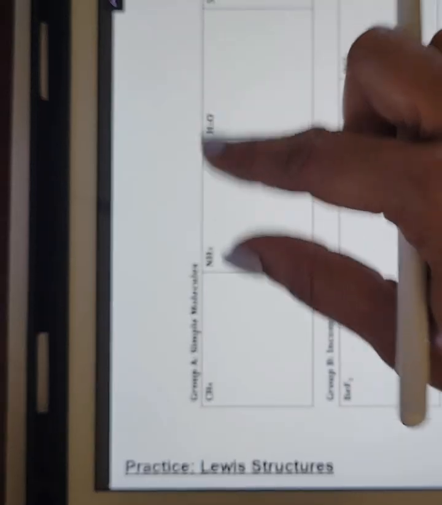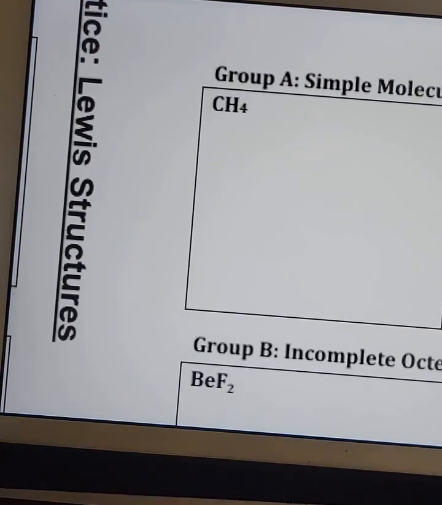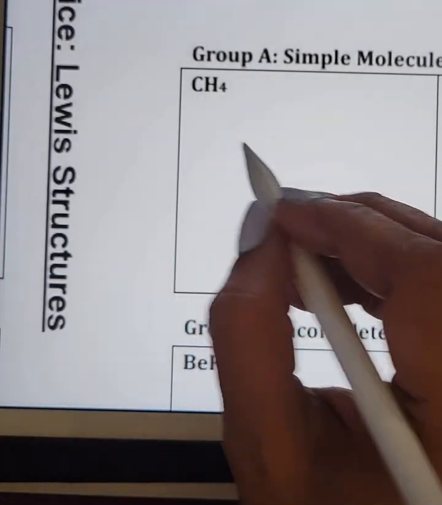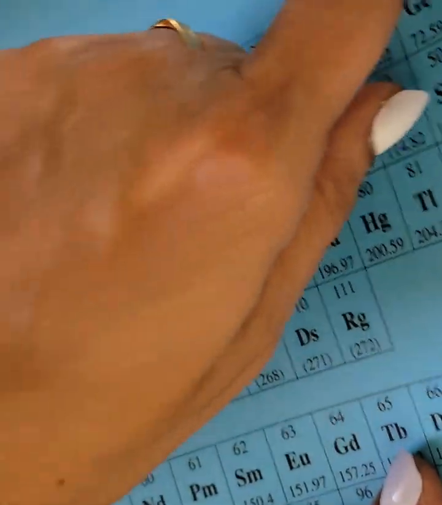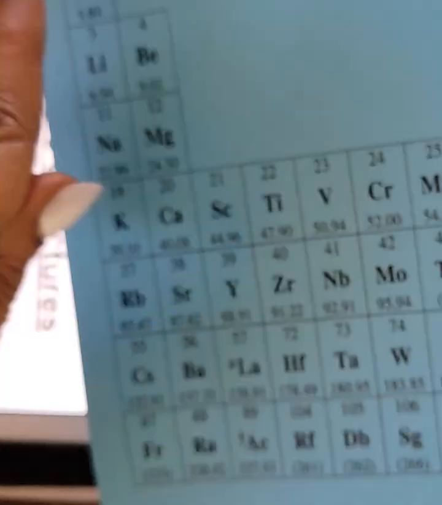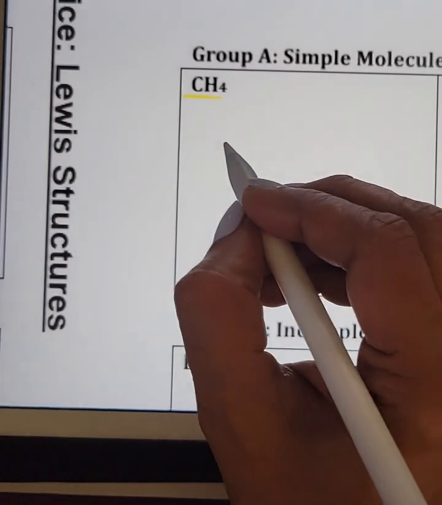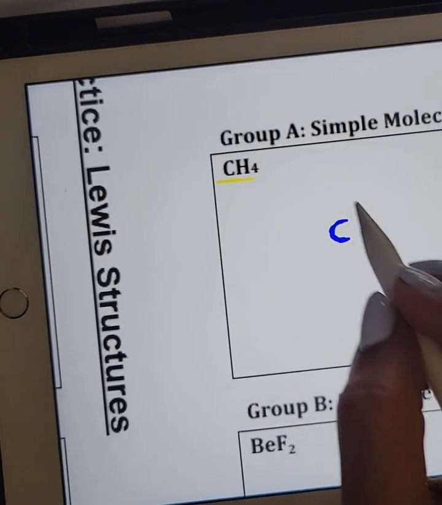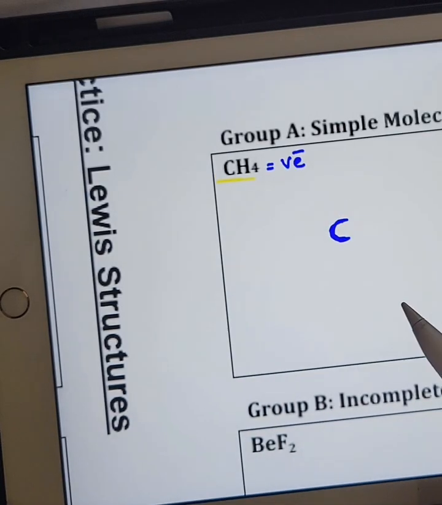Let's start with CH4, an easy one. Let me rotate this. So CH4: first pick the central atom. Carbon and hydrogen. Carbon is here, hydrogen is here. The left side is hydrogen, but hydrogen will never come in the center. So the central atom will always be carbon. Carbon is in the center. Now we have to calculate the valence electrons. The abbreviation I am using is VE.